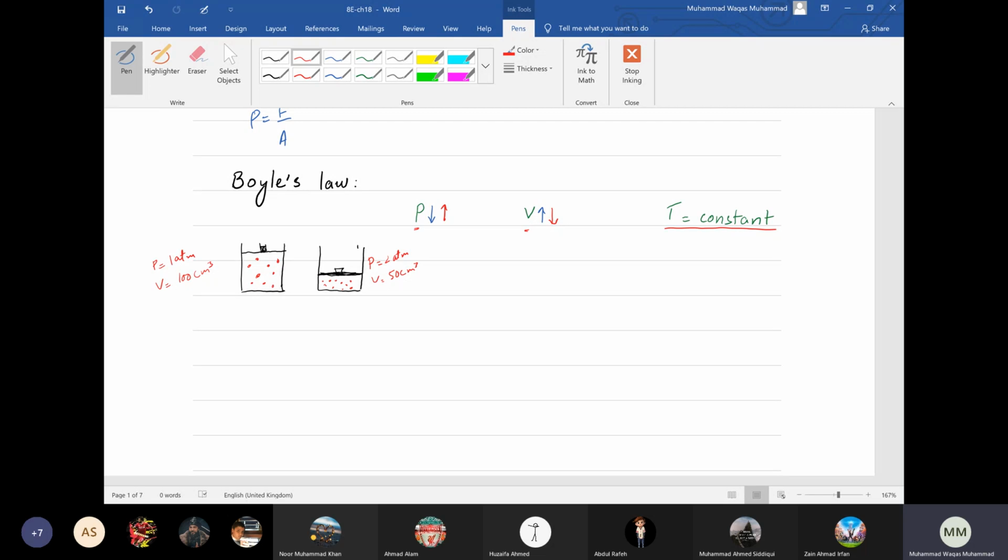So beta, what we can say is that the pressure of the gas is inversely proportional to the volume, and that's how we write this inverse relation.